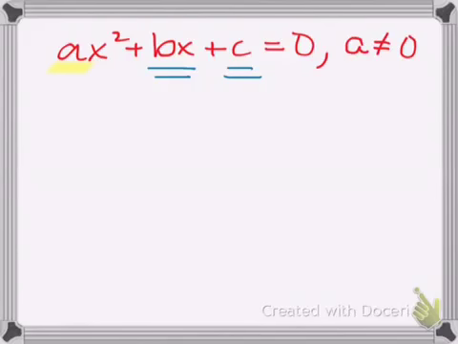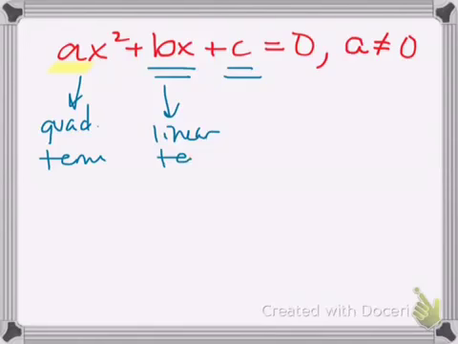Okay, so this is kind of a review of what we've looked at. In this expression, ax squared is the quadratic term. bx is the linear term because it's first power, and c is the constant. It's just a number. It doesn't change. It's not really affected by any changes that we make in x.